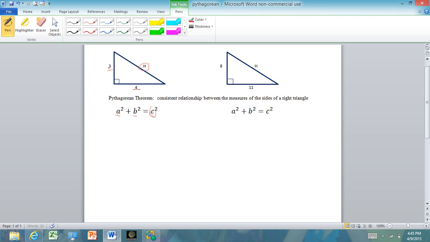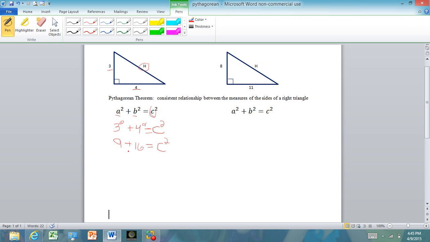So how we do this is we take the 3 and we plug it in for A. So we'll really have 3 squared plus, now we'll take the measure of this side, which is 4. That will be 4 squared. And that will equal C squared. Now from there, we just need to follow order of operations and solve for our variable C. So 3 squared is 9, plus 4 squared is 16, equals C squared.